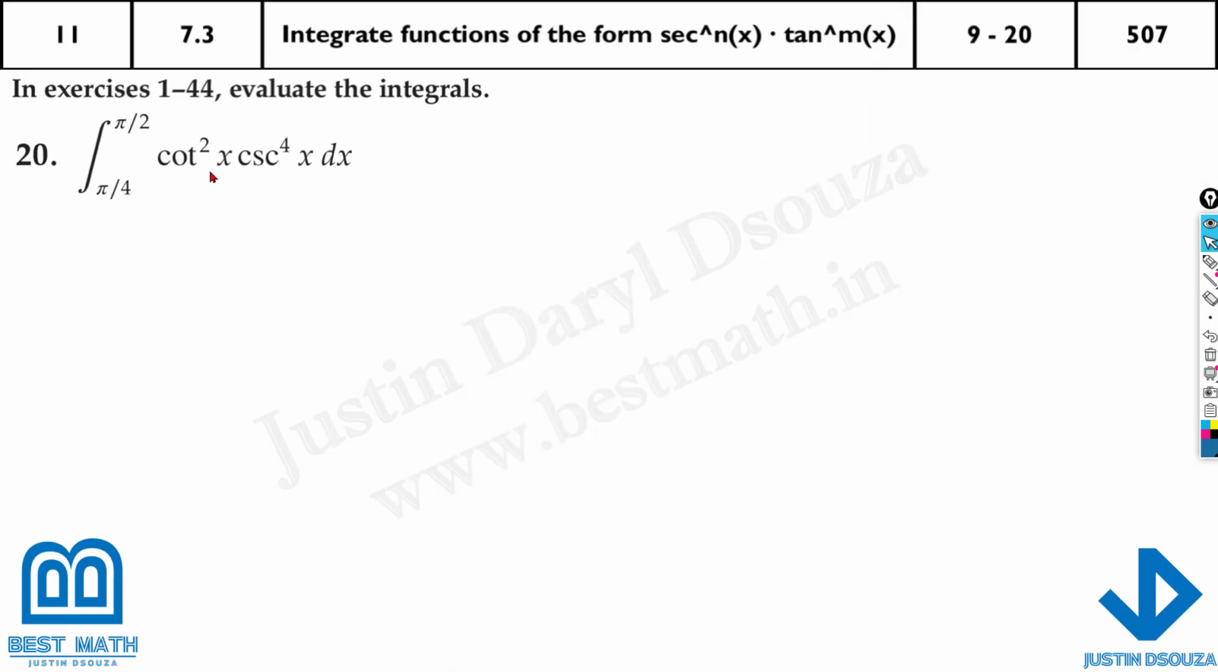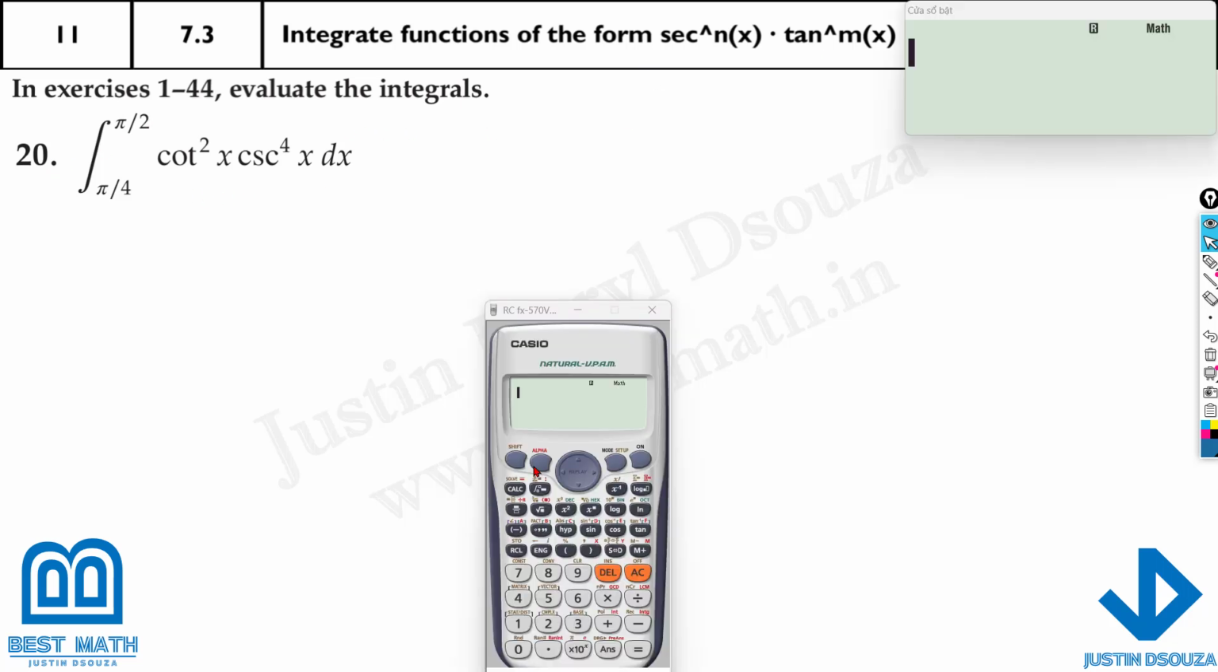Now this problem seems to be very, very simple, isn't it? Because it's pi by 4 to pi by 2, a definite integral. All you need to do is just put this in the calculator. Let's try this. I will type an integral. Over here is cotangent, that'll be 1 by tan, that's 1 divided by tan x, close the bracket, and then square it up.